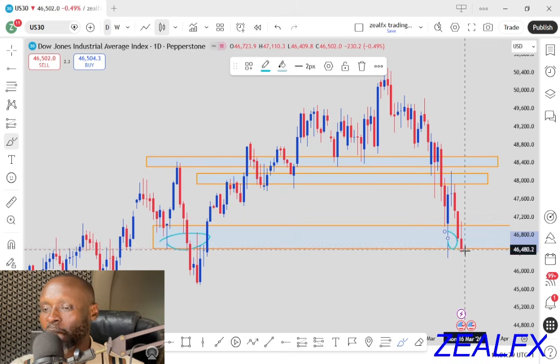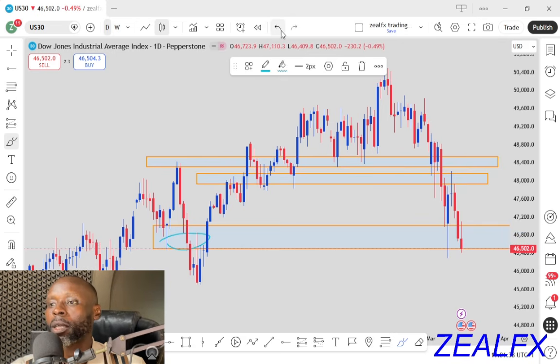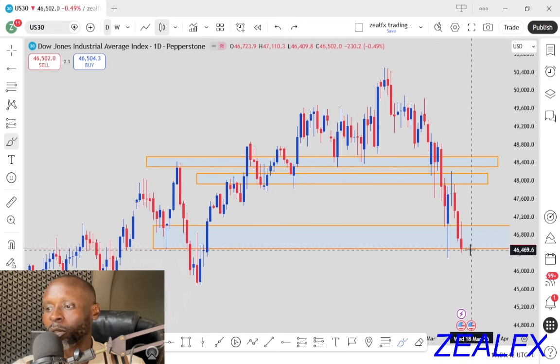So long as price closes on a support level, we can't sell on support levels. Selling on this support level might be a trap for buyers. So buyers are going out of the US30 now because price is going to a support level.